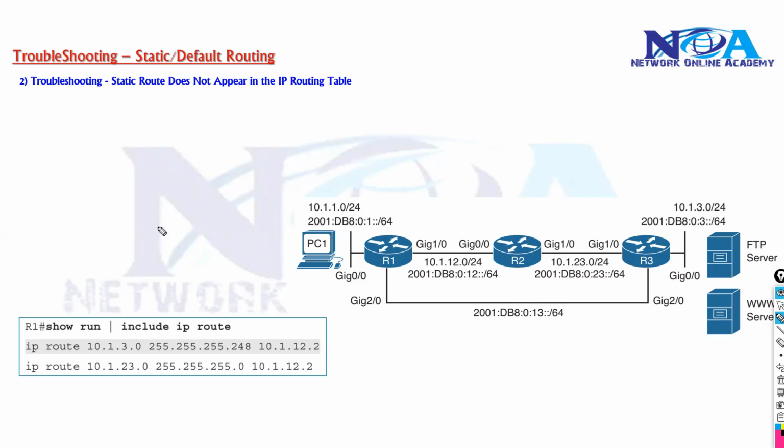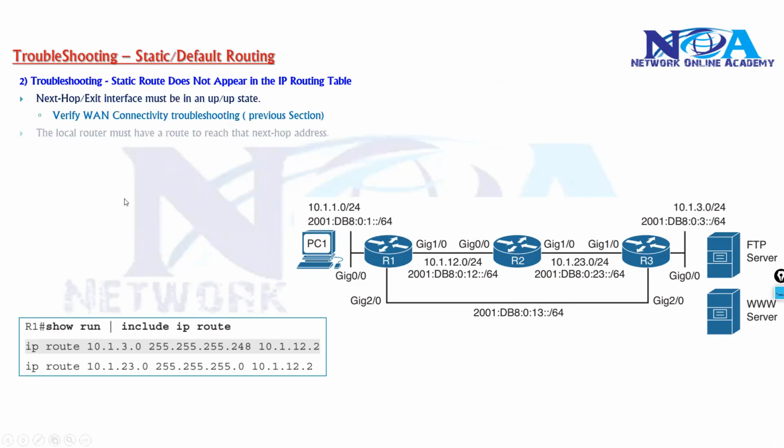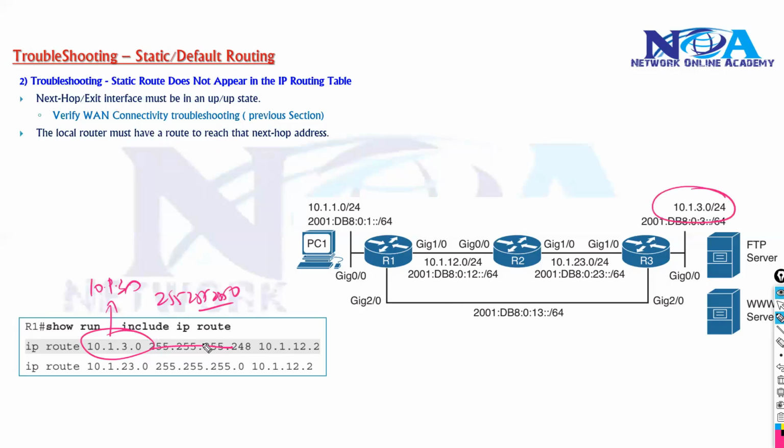Whenever you see this, there are a couple of things we need to check. The first thing is the next hop router. In my example, let's say I'm writing a static route with 10.1.3.0 with a subnet mask of 255.255.255.0 as per my topology here. This is the /24. And the next hop address is 10.1.12.2. So this is my next hop, which means it is pointing to my exit interface G1/0.